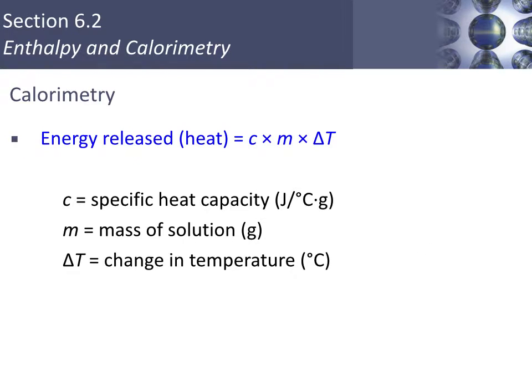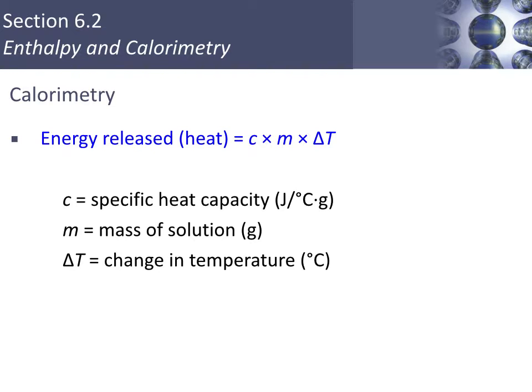So the reaction for calorimetry, basically the energy released or the heat, is going to equal C, which is the specific heat capacity, times the mass of the solution in grams, times the change in temperature. The specific heat of water in its liquid state is 4.184 joules per gram degrees Celsius, or 1 calorie per gram degrees Celsius. Water has one of the highest specific heats known, and this property is what makes life on Earth possible and helps to regulate the temperature of Earth year-round.